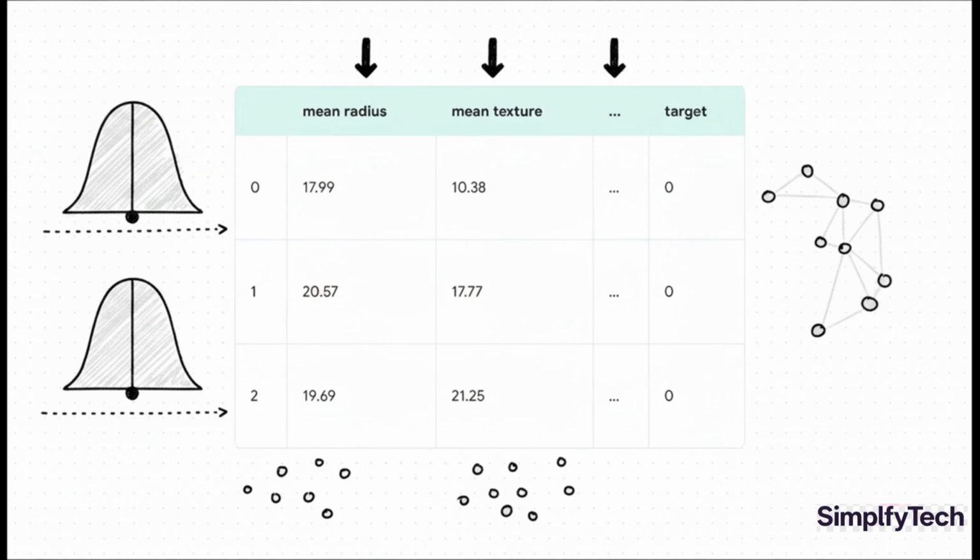You can see we've got all these continuous numbers, right? Mean radius, mean texture, all these measurements with decimals. This is exactly the kind of data where Gaussian naive Bayes really shines, because it's built on the assumption that these features follow a normal, or Gaussian, distribution, that classic bell curve.